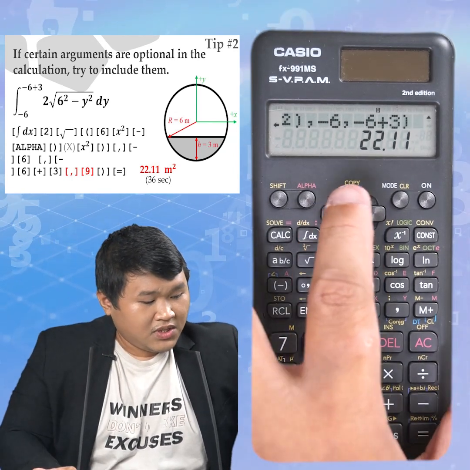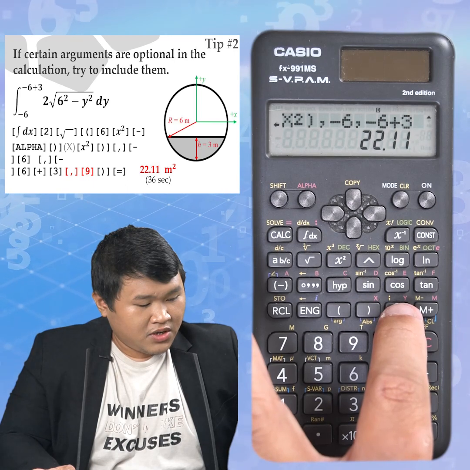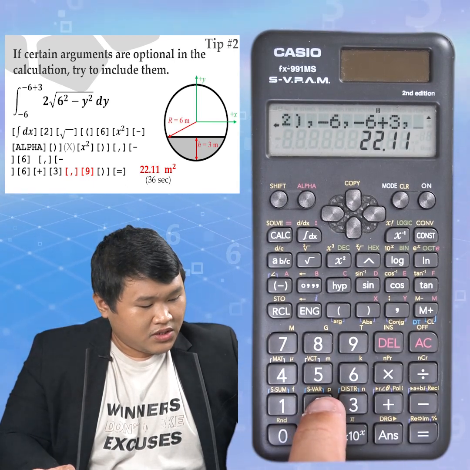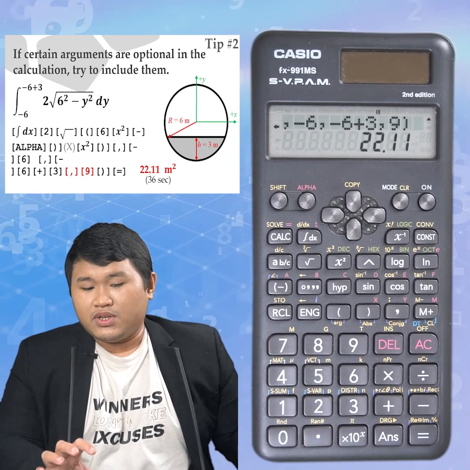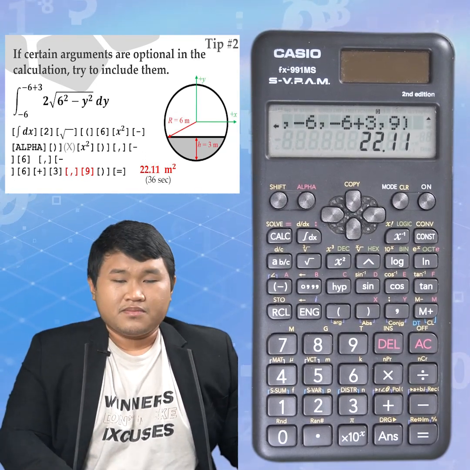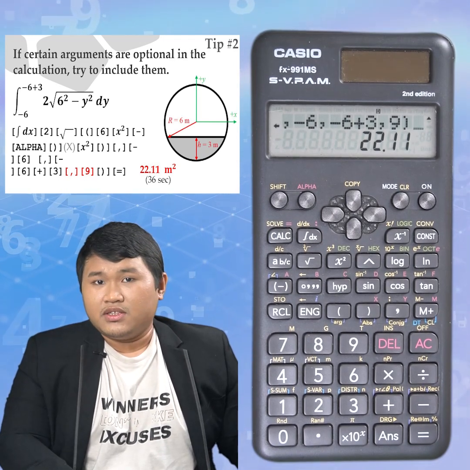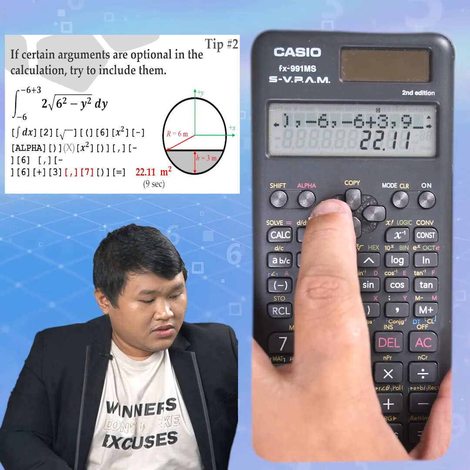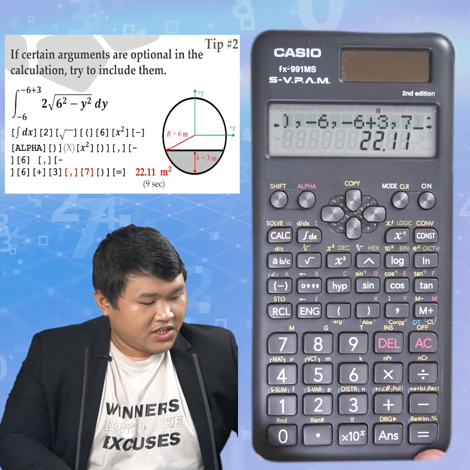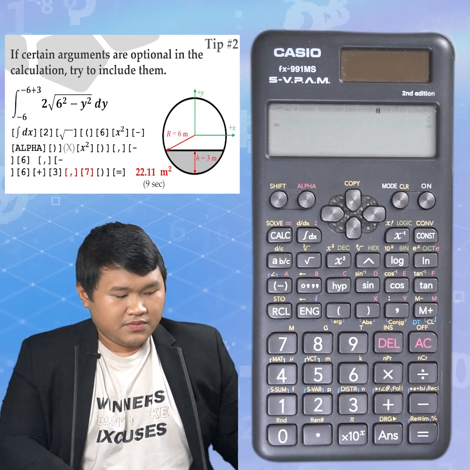So if you do the same thing, edit this input. Let's have the fourth parameter, comma, and then 9, you will get the same thing, which is 22.11. What if, however, we change that to 7? What will be the changes? What will be the result? So let's change that to 7, and then let's press equals.